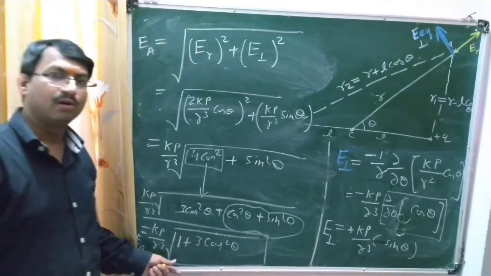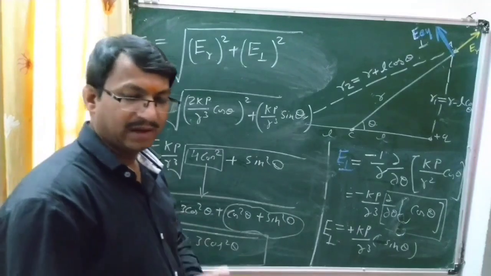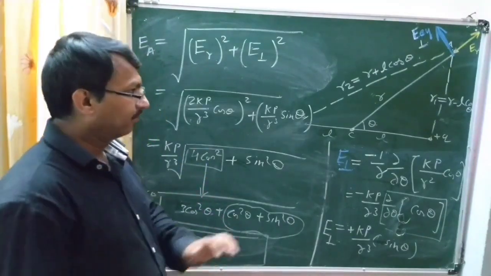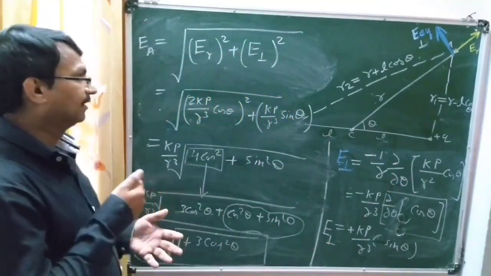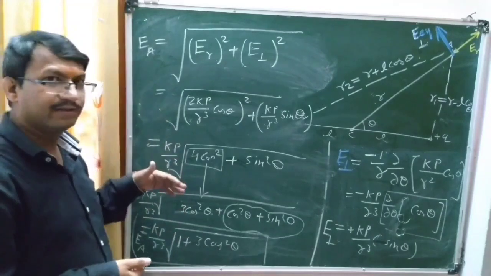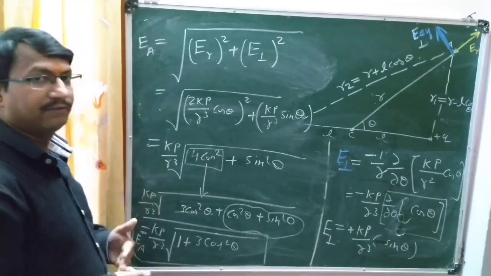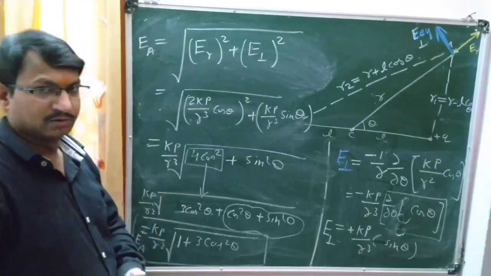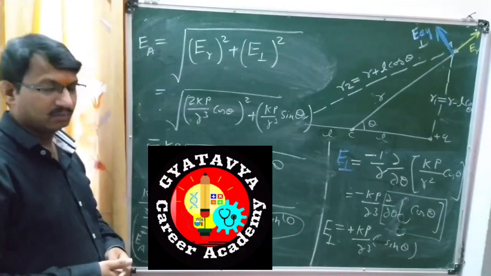I hope you got how to derive these formulas by two methods. One method is very simple, very short, which directly uses the formulas of E axial and E equatorial. And the same formula can be derived by using the interrelationship between electric field intensity and electric potential. So okay, practice this method and get good marks in the exam.